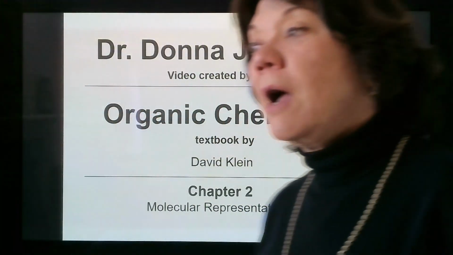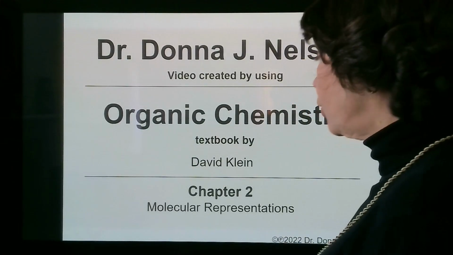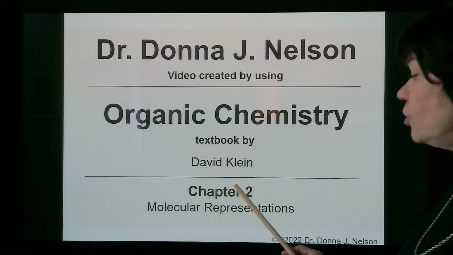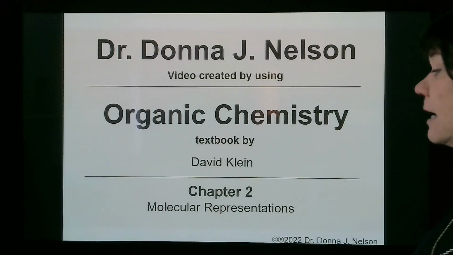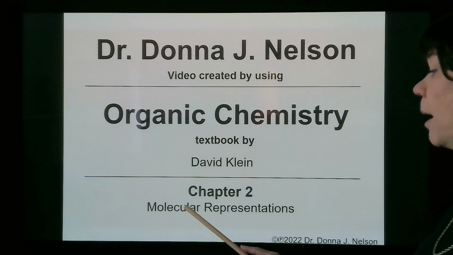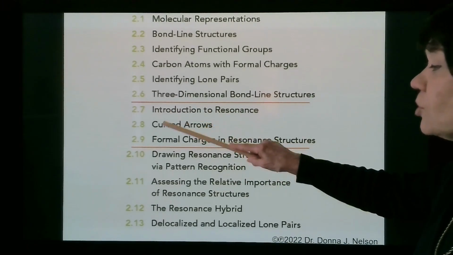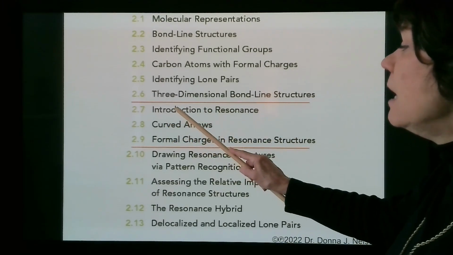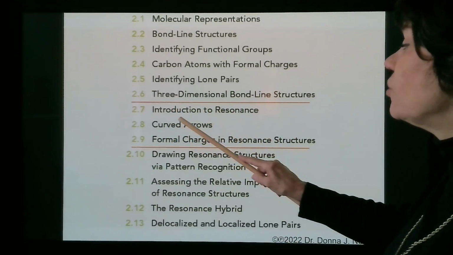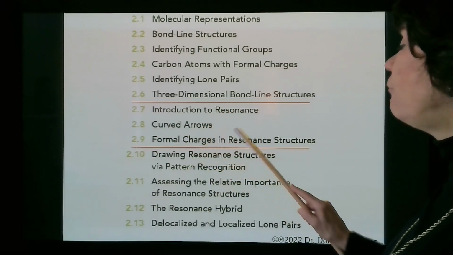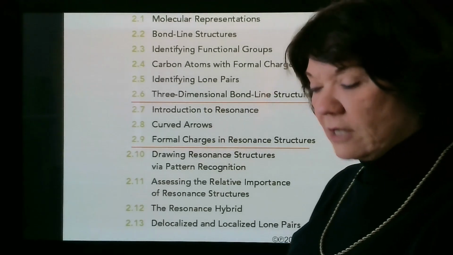This is Donna Nelson, the University of Oklahoma, filming the second lecture for my organic chemistry class. This is chapter 2, the second lecture, and so we're going to be talking more about molecular representations, and in particular, for this second class, we're going to be discussing resonance and the curved arrows that are used in resonance, and how formal charges are used in resonance structures.